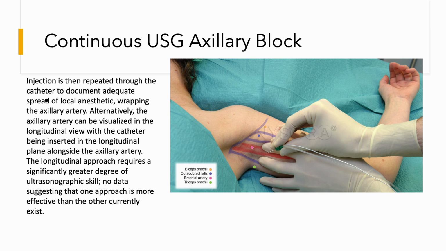Injection is then repeated through the catheter to document adequate spread of local anesthetic, wrapping the axillary artery. Alternatively, the axillary artery can be visualized in the longitudinal view with the catheter being inserted in the longitudinal plane alongside the axillary artery. This requires a significantly greater degree of ultrasonographic skill, but there's no data suggesting that one approach is more effective than any of the others.